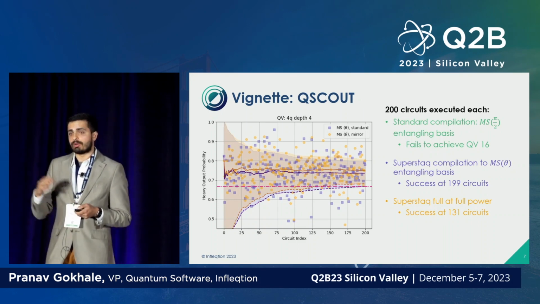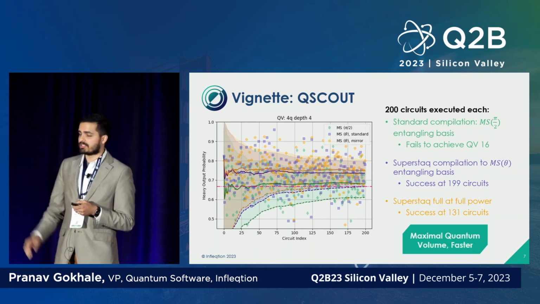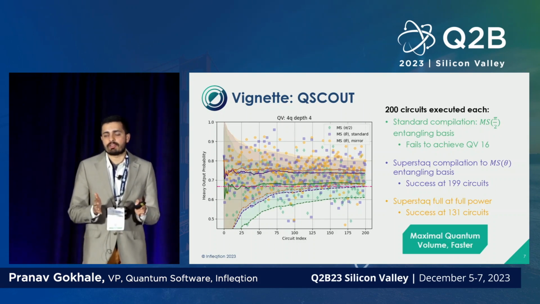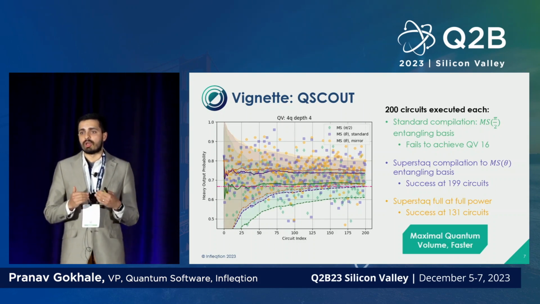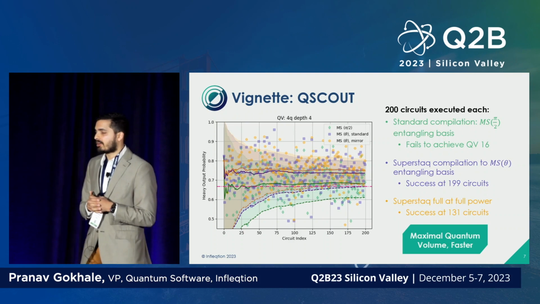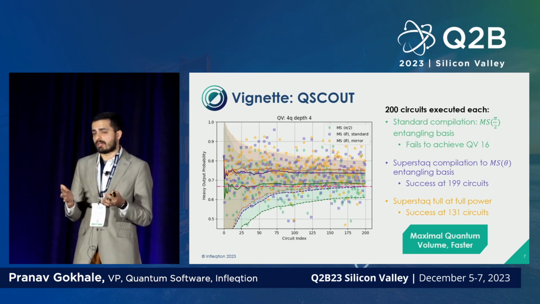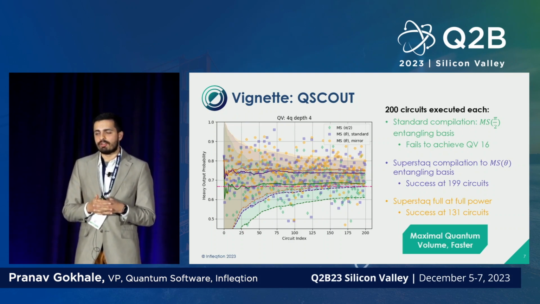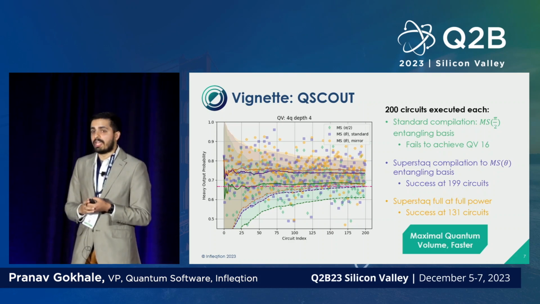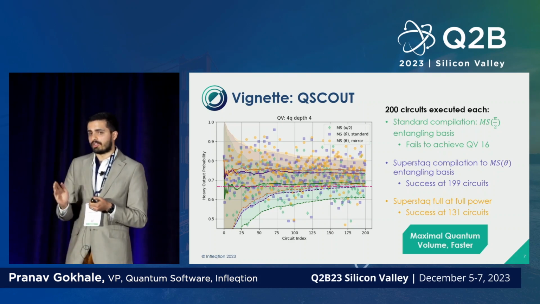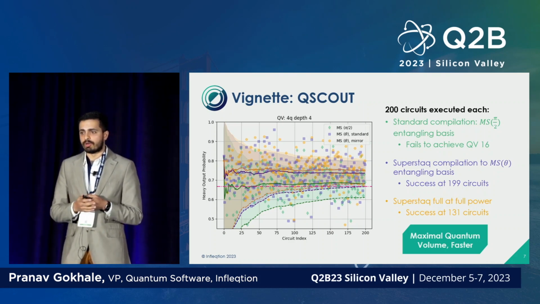So just to summarize what you've seen here with all three colors together, without Superstaq, this machine does not achieve a quantum volume of 16 with the standard compilation tools, which are already optimized. With Superstaq, we're able to achieve the highest possible quantum volume it can achieve for a 4-qubit device, and it's able to get there a lot faster at 131 circuits. That's something that you can run in just a few minutes of time.